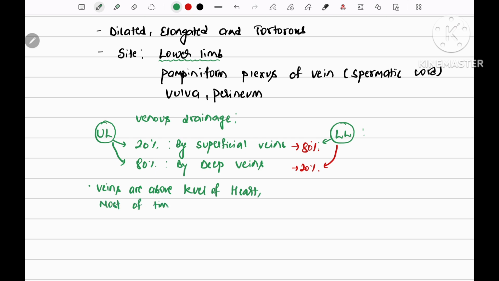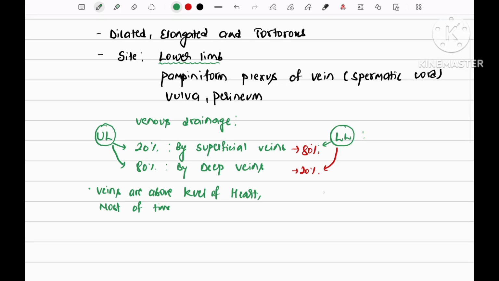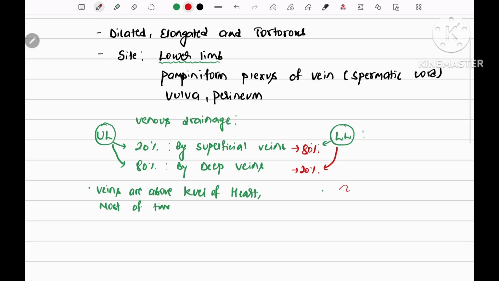Do you think that in the lower limb also these veins are above the level of the heart? No, they are always below the level of the heart most of the time. So they are more prone to increased risk of venous hypertension. And the third point is that in the lower limb there are more perforators, and there are more valves present in the lower limb.